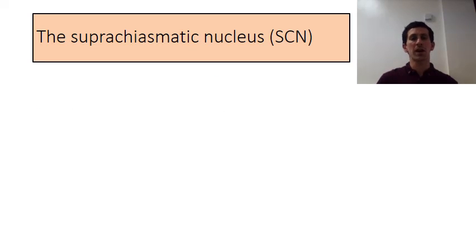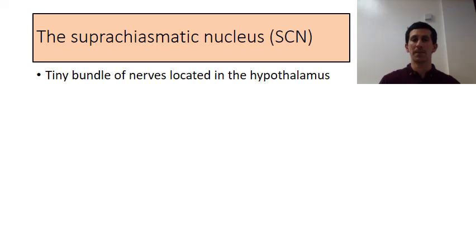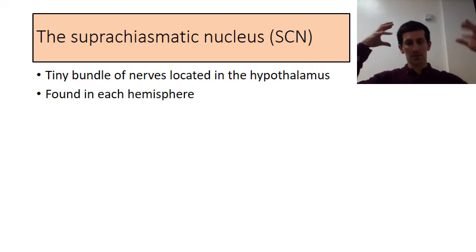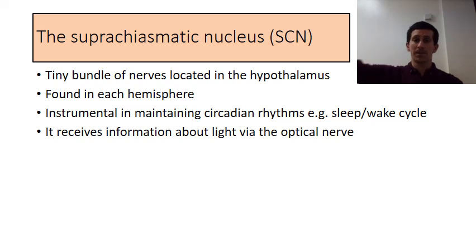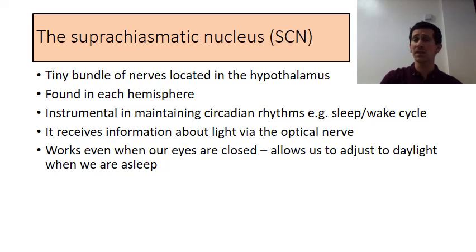So, the suprachiasmatic nucleus. Remember, you can just call it SCN in your exam. So, it's a tiny bundle of nerves found in our hypothalamus. And we've got one on the left hemisphere, one on the right hemisphere. And they are instrumental, they are vital in maintaining our circadian rhythm, so that sleep-wake cycle that occurs every single day. And it receives light, so we get light in through our optical nerve and it travels to the SCN within our brain. It works even when our eyes are closed.